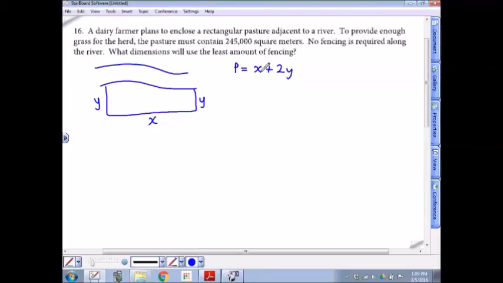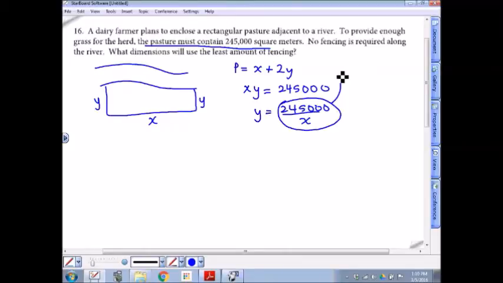Problem is, with this primary equation, we have too many variables. We have x and y. So often in an optimization problem, you've got to create a secondary equation. Now it says the pasture must contain 245,000 square meters. So that's an area. So we have x times y, that's the area of a rectangle, equals 245,000. If we get y by itself, divide by x, you get 245,000 over x.